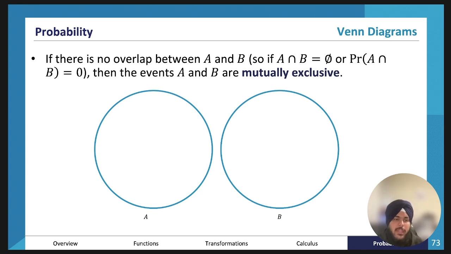This is how a Venn diagram would look if you had two mutually exclusive events. As you can see, there are no intersections between these two circles, so they are just like two discrete circles.